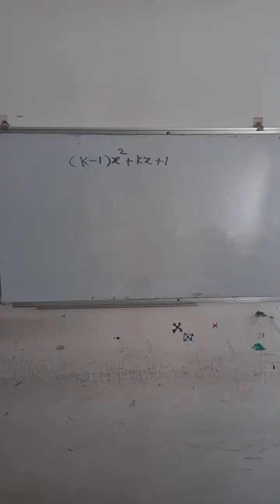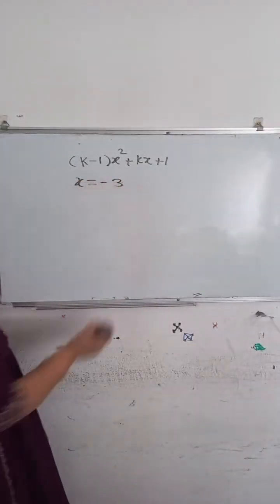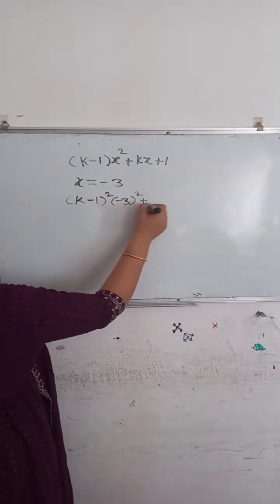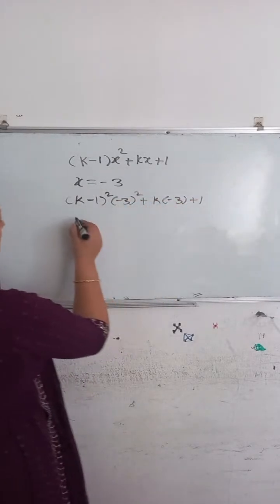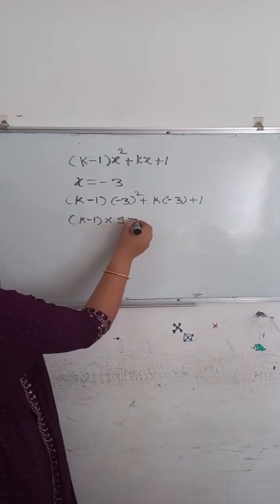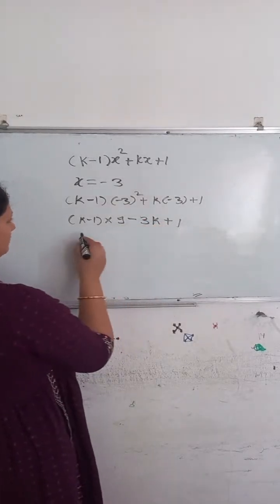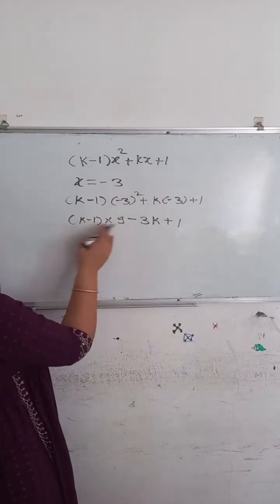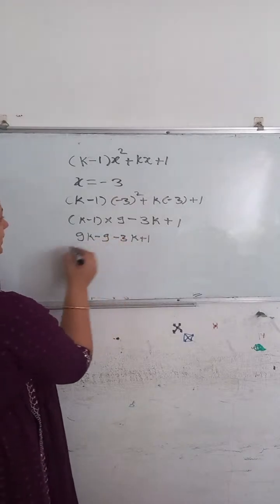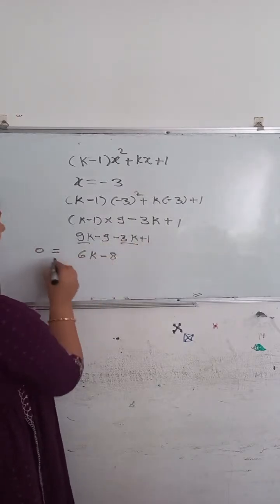Okay. They are saying one zero of this quadratic polynomial is minus 3, so you can substitute x is equal to minus 3. So here (k minus 1) times minus 3 square is 9, and 3 into minus 3 into k is nothing but minus 3k, plus 1. Multiply the 9 inside the bracket, so 9k minus 9 minus 3k plus 1. 9k minus 3k is 6k, minus 9 plus 1 is minus 8, is equal to 0.